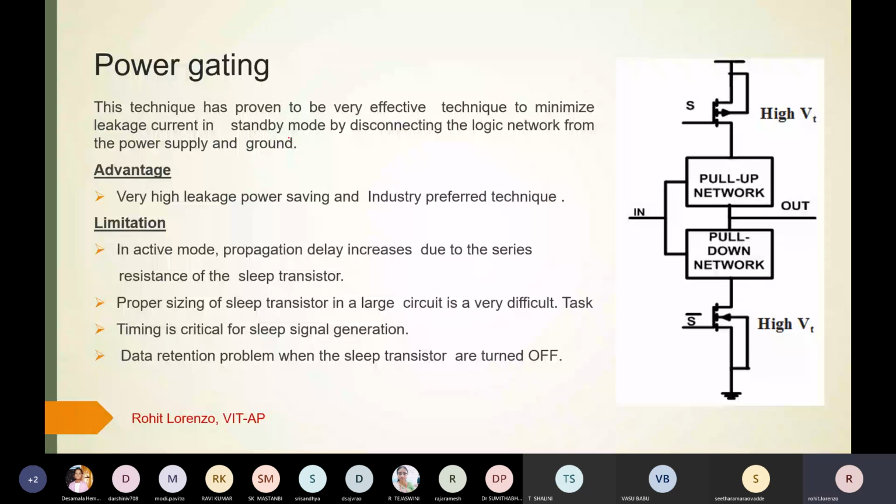So what is in this technique? If you can see, there is a pull-up network and a pull-down network, and two high-VT transistors, meaning the threshold voltage of these transistors is higher. These are called the sleep transistors.